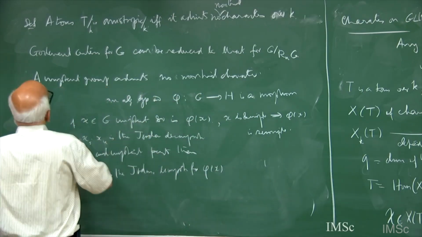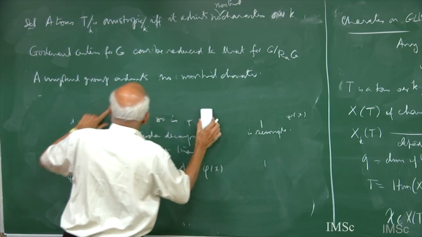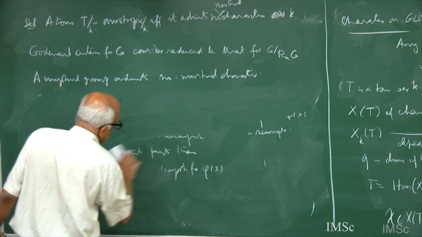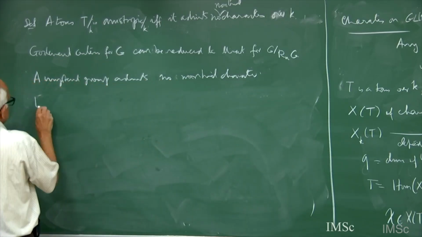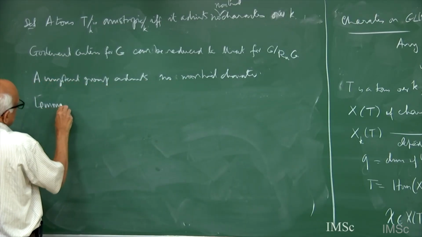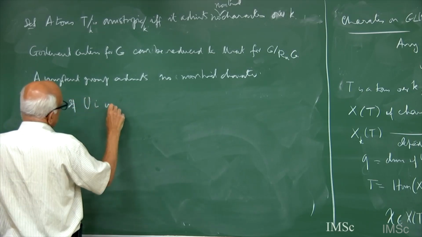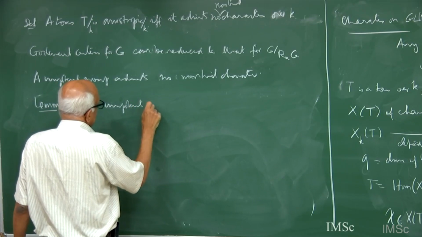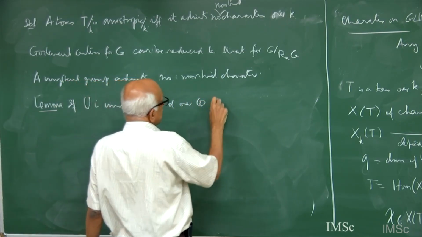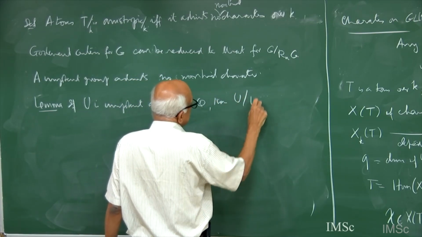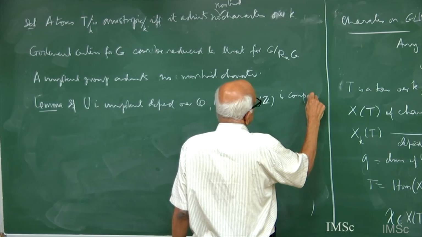Now let me get down to it. Say that it can be reduced to the case of unipotent groups. For this, I will state a lemma. If U is unipotent, defined over Q, then U_R by U_Z is compact.